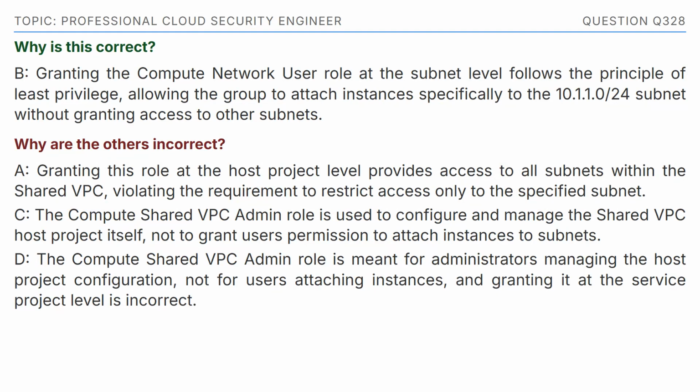Granting the compute network user role at the subnet level follows the principle of least privilege, allowing the group to attach instances specifically to the 10.1.1.0/24 subnet without granting access to other subnets.